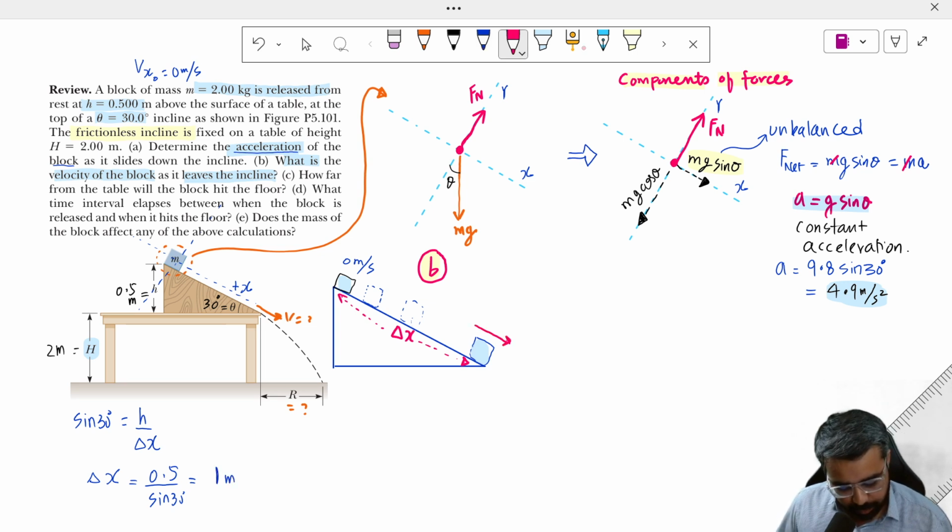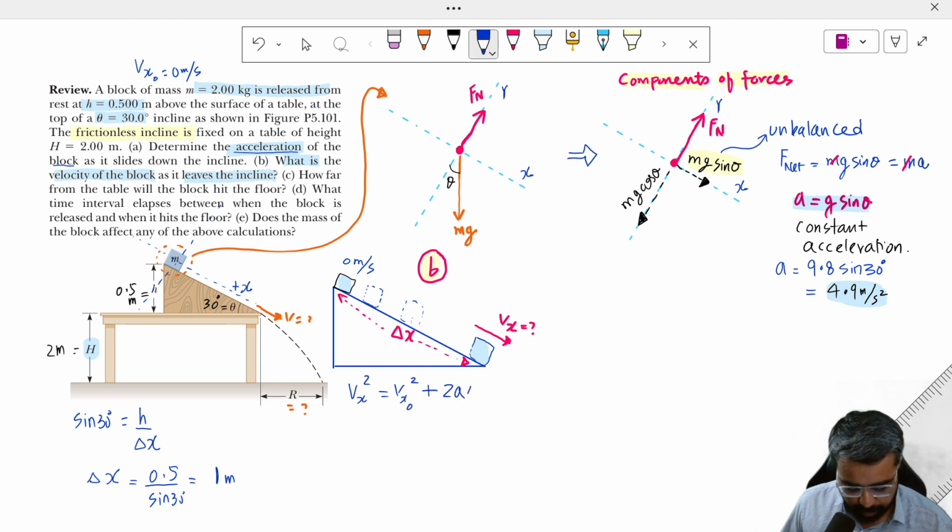So this is a velocity Vx that is unknown, and we have to apply only this equation: Vx square is equal to initial velocity square plus 2a delta x, that's the displacement, because all the other kinematics equations require time, and we don't know how much time it will take, although we can calculate it as well. We will do it later.